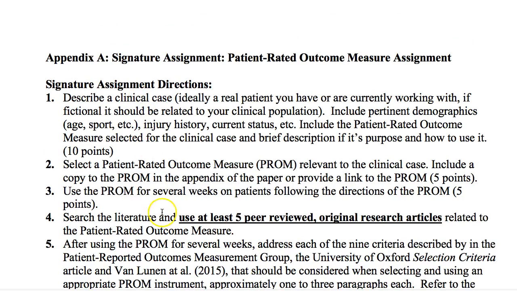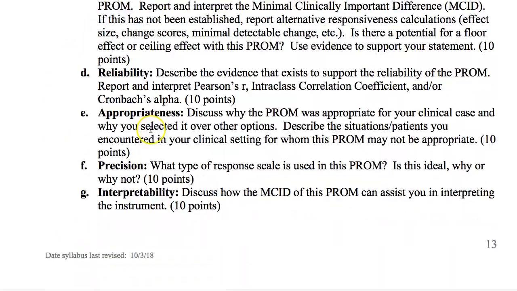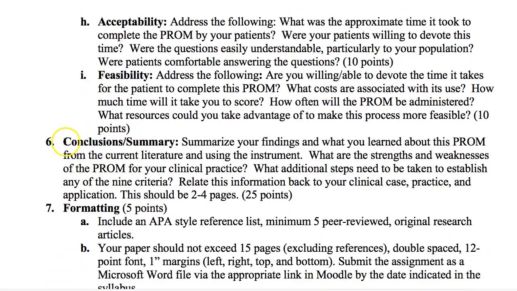Obviously, you're going to describe your clinical case, what PROM you selected and why you picked that one, and then address each one of these, and then spend a lot of your time in this conclusions and summary to help your fellow athletic trainers learn about that particular PROM, because they may be interested in that. Maybe you picked one that's interesting to them, and they want to use that particular PROM in their clinical practice. Well, now they learn about it and they have that.